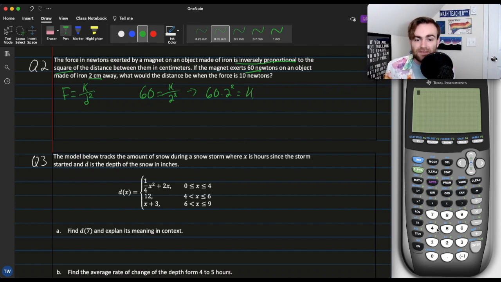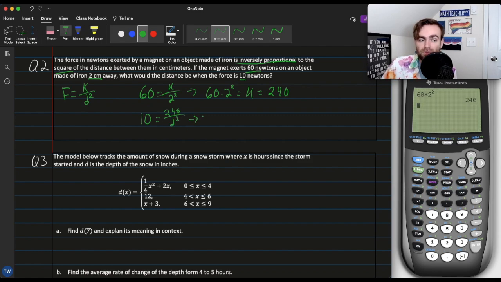We just so happen to have the calculator here, we might as well use it. 60 times 2 squared, which is 4, but sometimes it's not as easy as that. Our constant is equal to 240. So now we can use this setup and a force of 10 newtons to figure out what d would be in this situation. So we have 10 is equal to 240 divided by d squared.